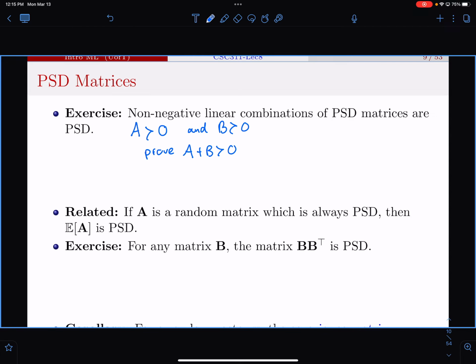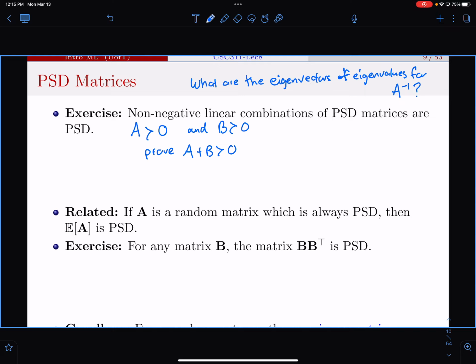I'll actually add a third one here. So the third exercise is what are the eigenvectors and eigenvalues for A inverse? So assuming you know the eigenvectors and eigenvalues for A, can you find a simple expression for what A inverse looks like?